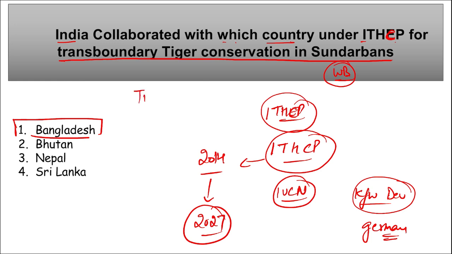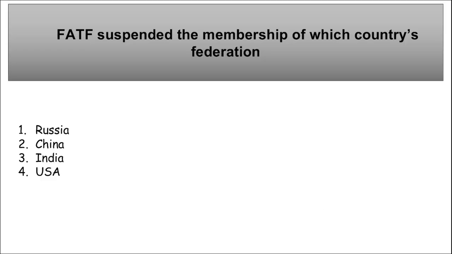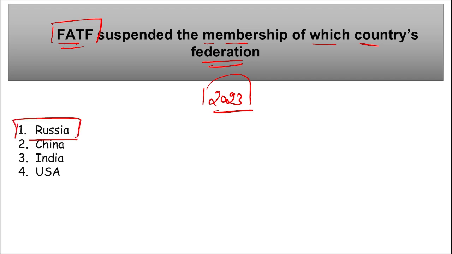When did the Tiger Protection Act come? Tiger Protection Act came in 1973. Next, FATF, Financial Action Task Force. FATF suspended the membership of which country's federation recently? So in 2023, FATF, Financial Action Task Force, suspended the membership of the Russian Federation.